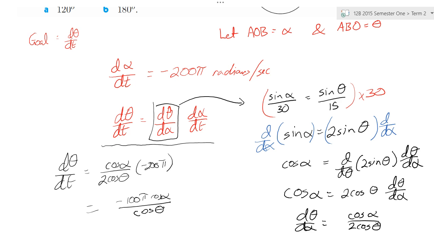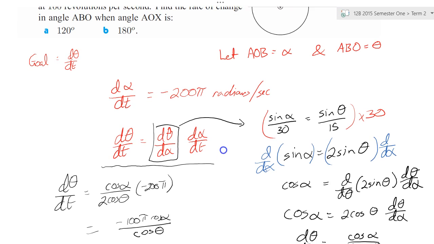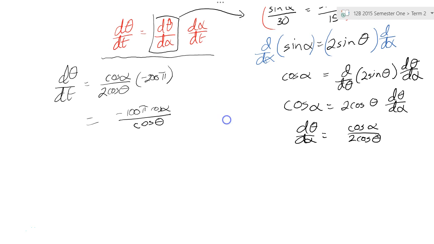So that's pretty good. Now we've got to substitute in alpha equaling 120. And we might find a little bit of a challenge here. If we have a look, d theta dt, when alpha equals 120 degrees, is going to give me negative 100 pi cosine 120 degrees divided by cosine of theta. I've still got this problem that I don't actually know what cosine theta is. And we're going to need to do a little bit of clever work here to figure out what cosine theta is.